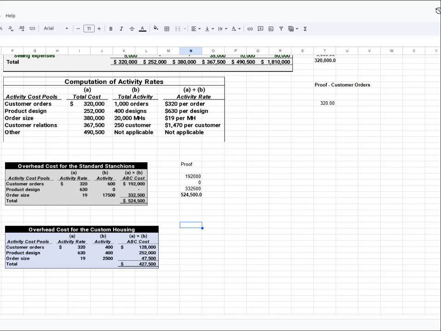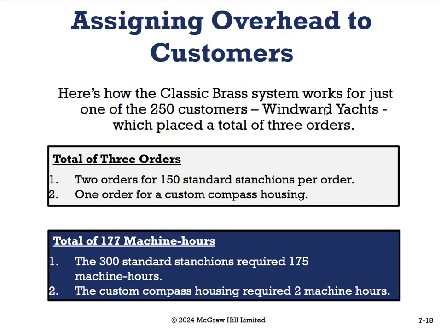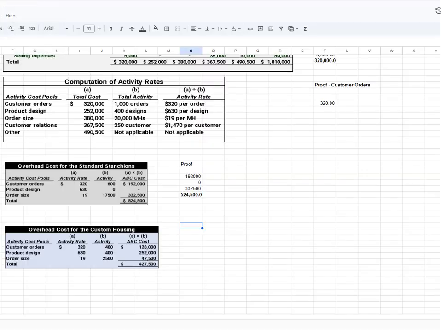Okay, let's go back to the slides, because we've completed our standard stanchions and our custom housing, and now we have the system work for one of the 250 customers, and that's Windward Yachts. So Windward Yachts just placed 3 orders. They have 2 orders for 150 stanchions, and they have 1 order for housing, and they've told us there's going to be the following breakdown in machine hours. So let's go calculate some costs as the last part of this video and the last part of our ABC costing.